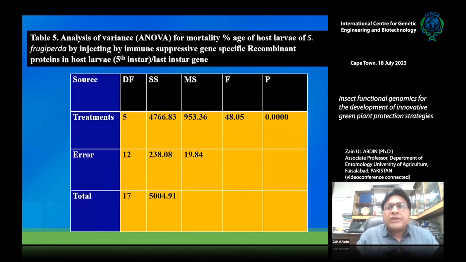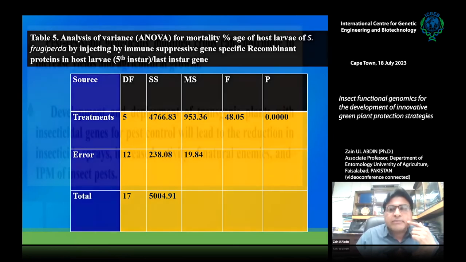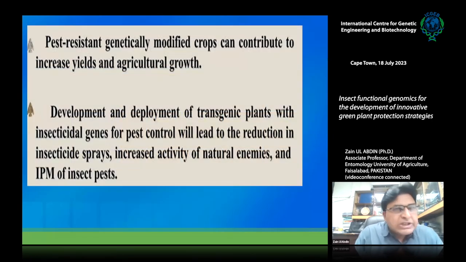And then ANOVA mortality for percentage of host larvae Spodoptera frugiperda by injecting immune suppressive genes, specific recombinant proteins in host larvae. So generally, pest resistant genetically modified crops can contribute to increased yield results and agriculture growth.